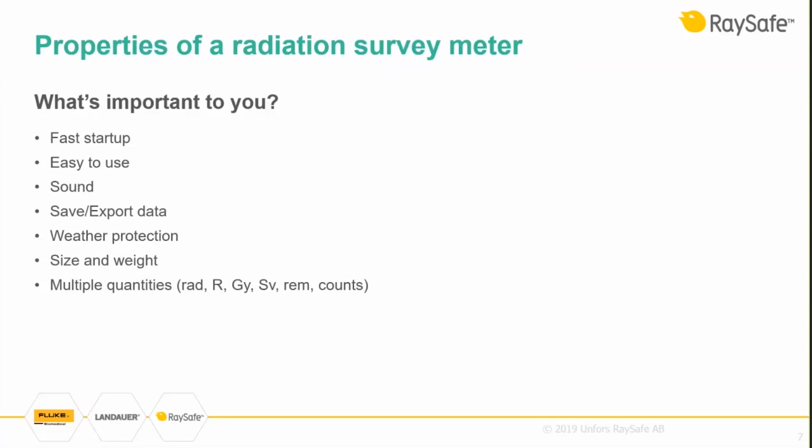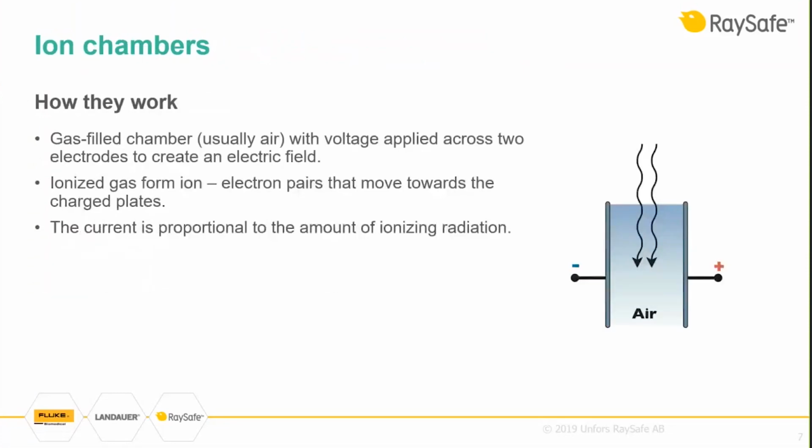With all this in mind, let's take a look at the different technologies, starting off with ion chambers. An ion chamber is a gas-filled chamber, usually air, with a voltage applied across two electrodes, which creates an electric field. Radiation then ionizes the gas and forms ion-electron pairs that move towards the charged plates and create a current. Current is what's being measured and is proportional to the amount of ionizing radiation that hits the chamber.